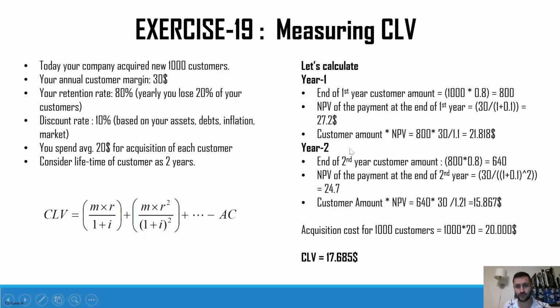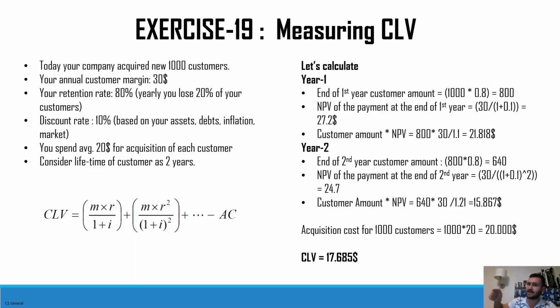At the end of the second year, your customer count will drop more, right? Because your retention rate will apply again. This year, you will lose 20%. So 800 multiplied by 0.8 ends up as 640. So you will have only 640 customers and they will pay you. How much money are you going to collect from them? $30, right? For each customer. But you're going to get that money 2 years later.